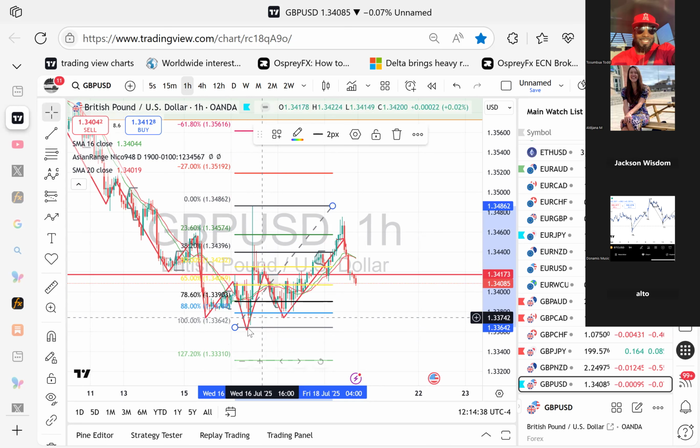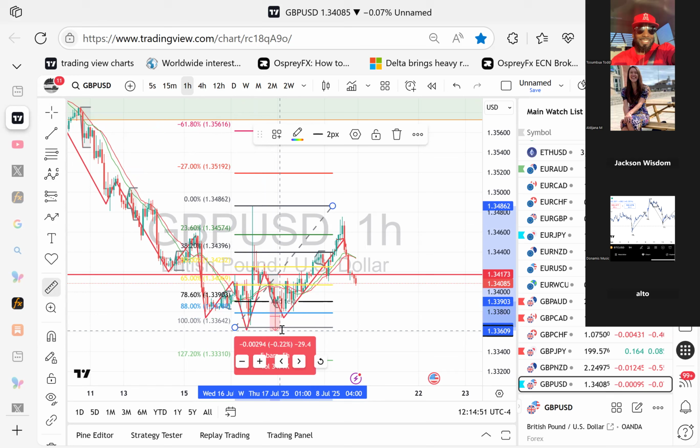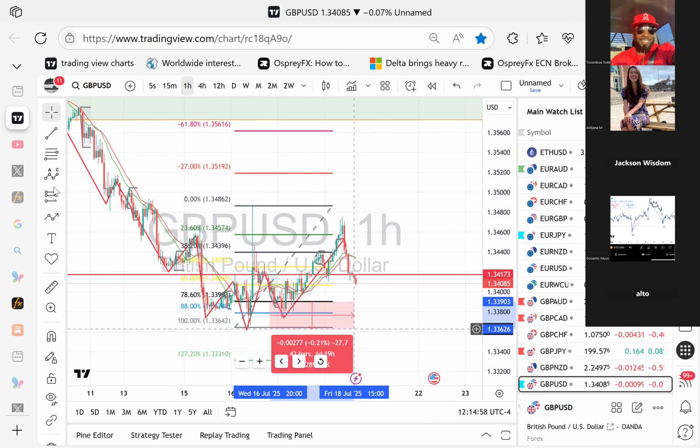You could have put your stop loss above this swing low, right? You would have had to protect your stop loss, which would have been, I don't know, 27 pips. You'd have had a 27 pip stop loss, which is good, I guess.